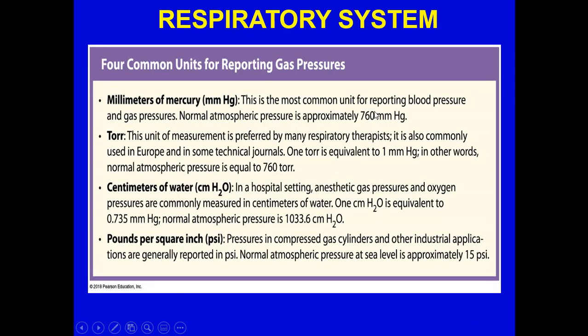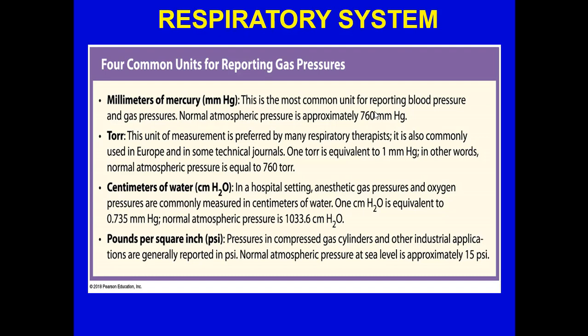There are 4 common units for reporting gas pressures: millimeters of mercury, that's mmHg. Normal atmospheric pressure is approximately 760 millimeters of mercury. Torr, where 1 torr is equal to 1 millimeter of mercury, therefore normal atmosphere is also equal to 760 torr.